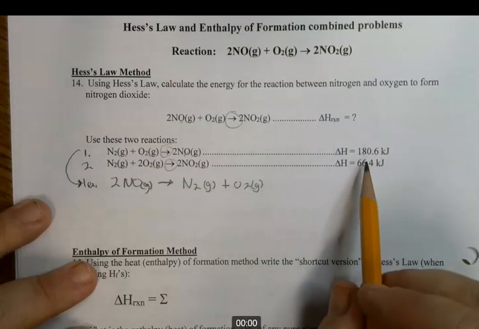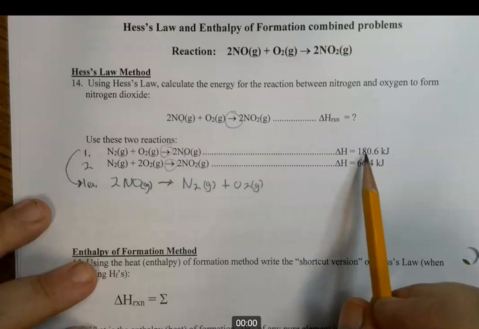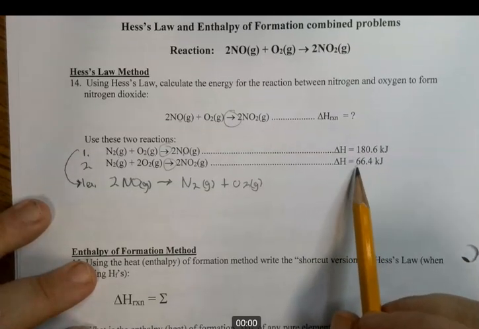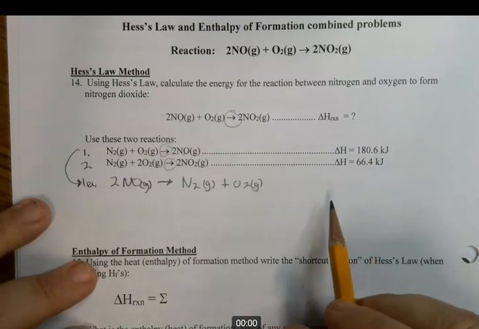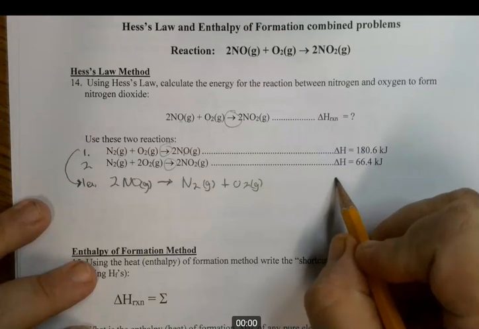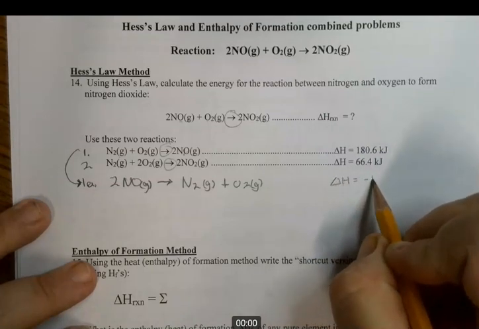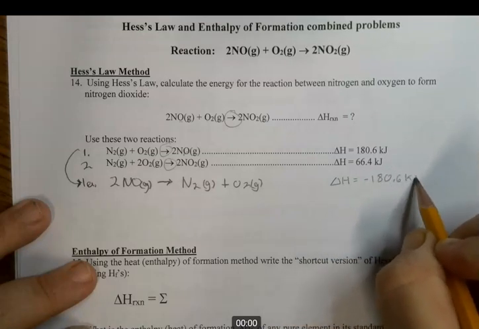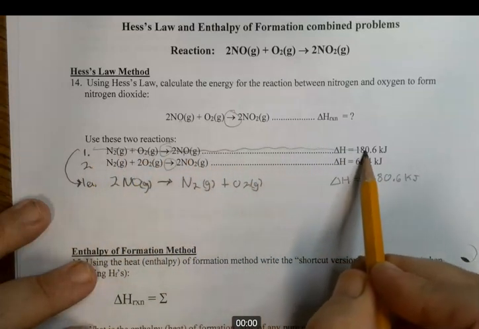You'll notice this is different than the enthalpies that we've had in previous problems. These are positive numbers, so enthalpies are not always negative numbers. They can be positive. We'll talk about why sometimes they are and why sometimes they aren't. That'll come later on in the course. So anyway, we're going to take the delta H, and we are going to make it negative 180.6 kilojoules.